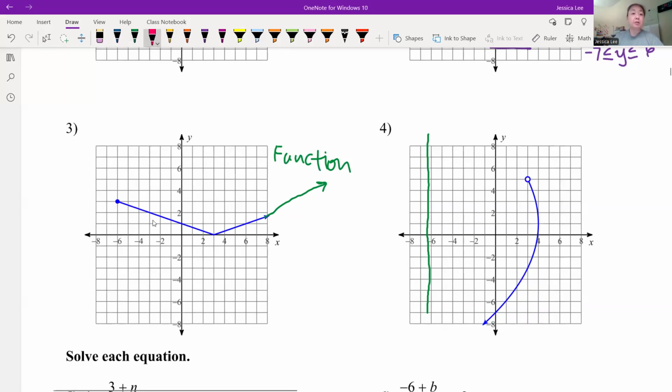Okay, so again, our domain is going to be talking about our x values. All the way to the left, we have here a -6. And then to the right, it doesn't end, right? So if it doesn't end, we can't put a number. So if we were to write it like we normally would, -6 is less than or equal to x, which is less than, and it doesn't have a boundary, right? So it's just going to positive infinity.